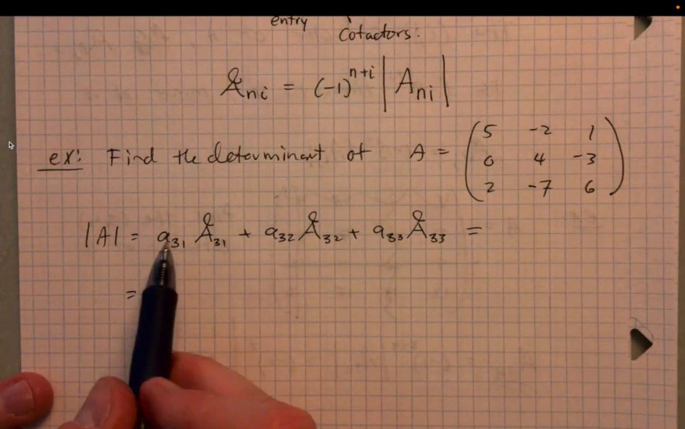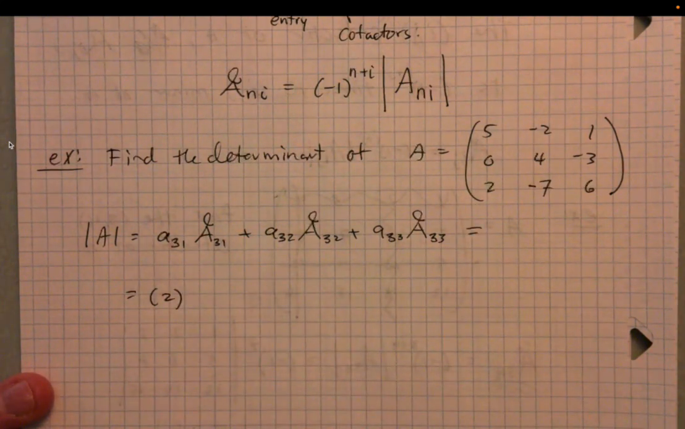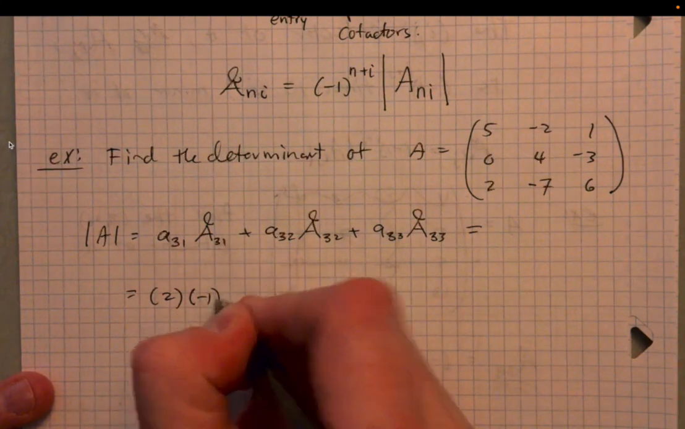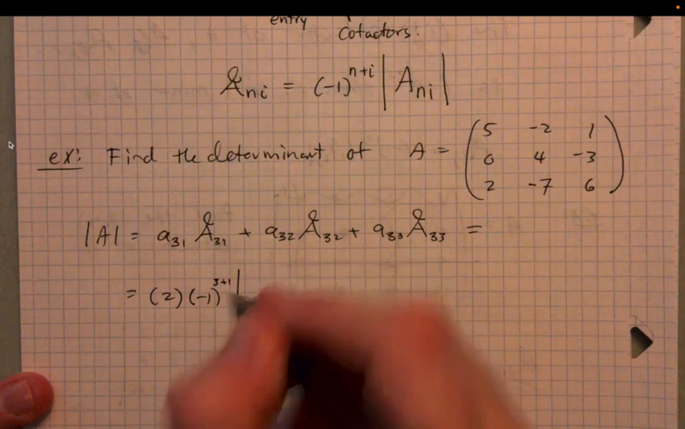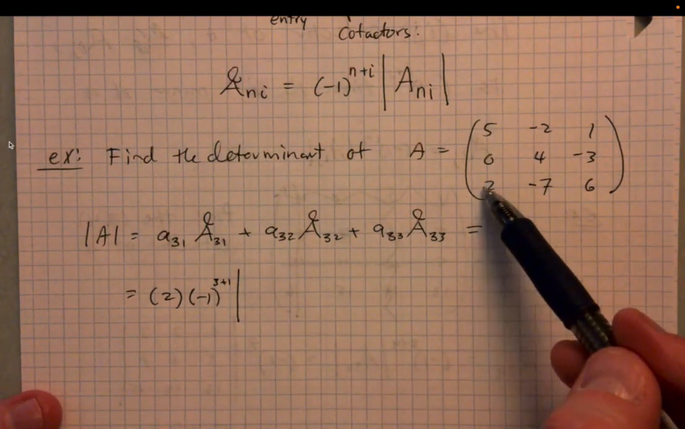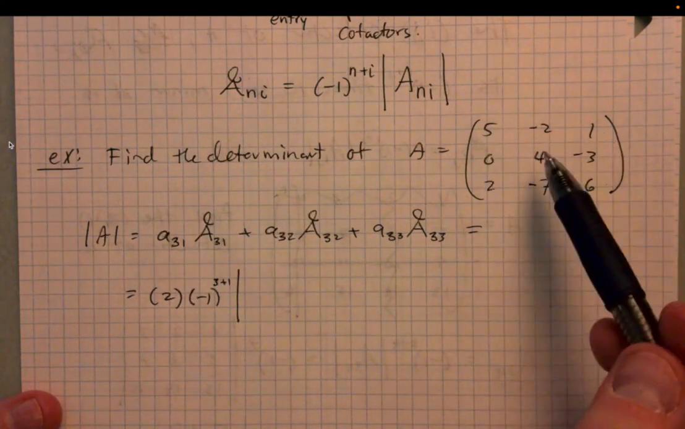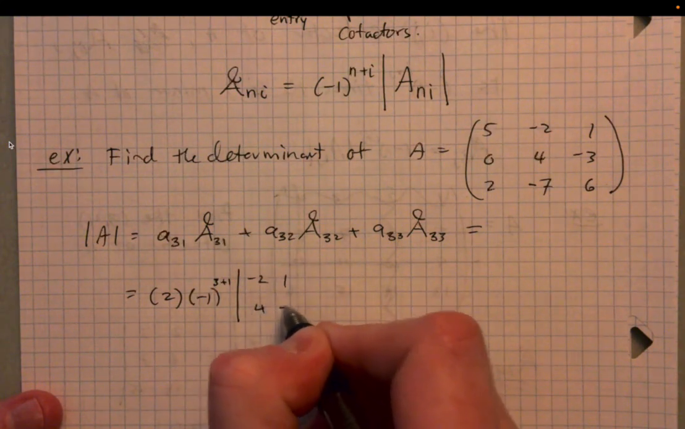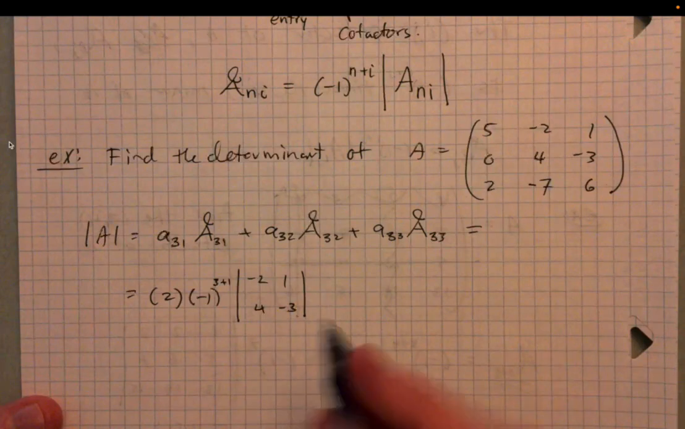So the 3-1 entry here is 2. And then this is, remember, the cofactor, so you have -1 to the 3 plus 1 power times the determinant of the 3,1 submatrix. So cancel out the third row, first column. So -2, 1, 4, -3.